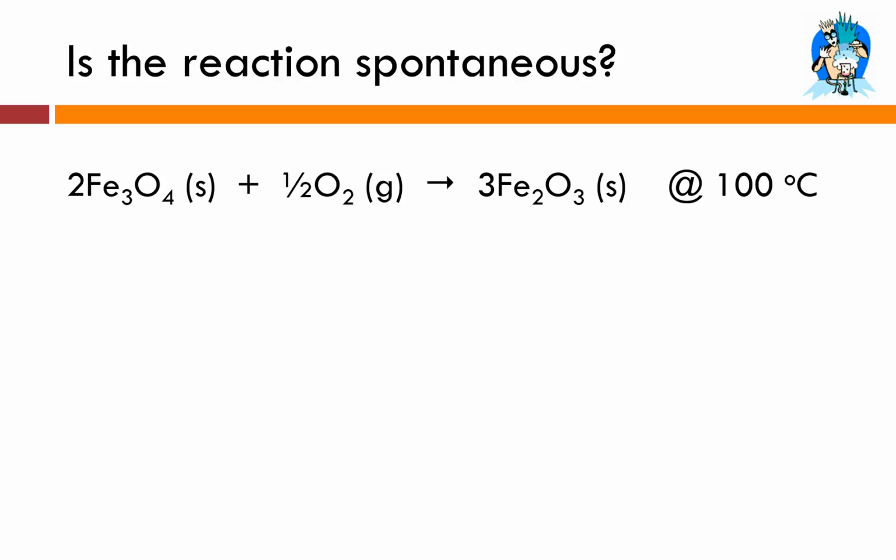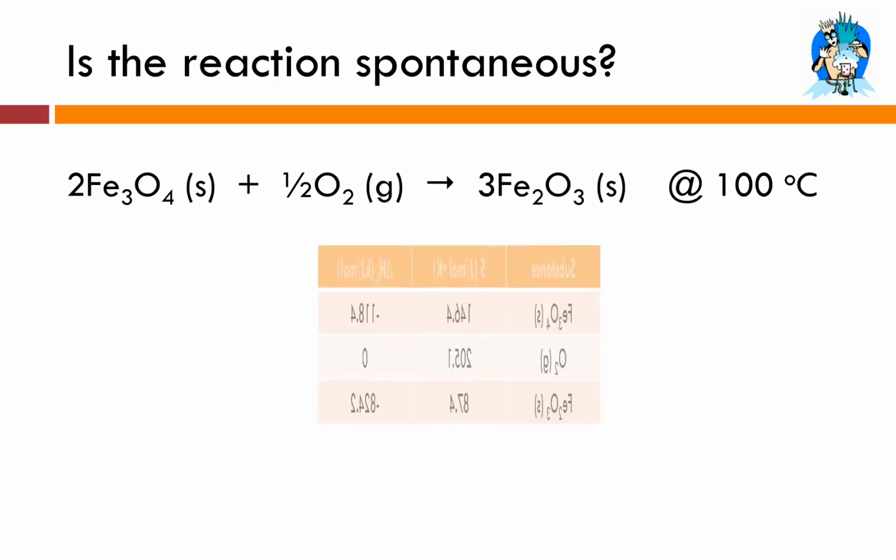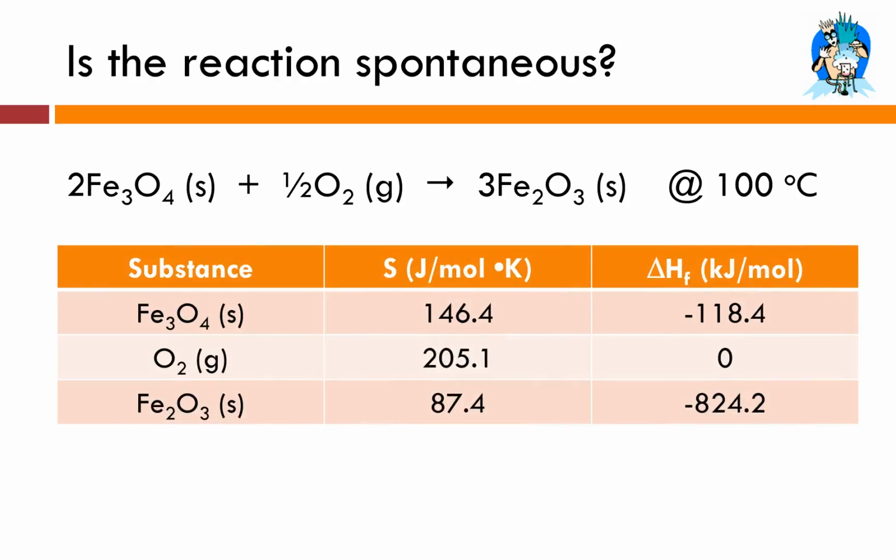Okay, let's try to look at a real reaction, not that the other ones were fake reactions. Let's look at one using thermochemical data instead of just trying to decide whether this is going to be positive or negative. So we've got some thermochemical data here. You've got your substances. You've got entropy values in joules per mole Kelvin.